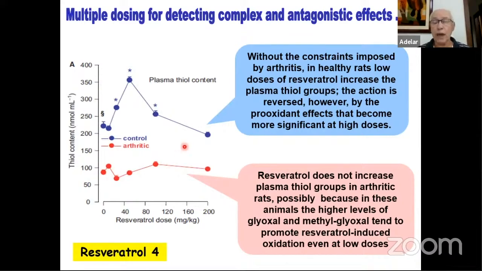In conclusion, all these things can in fact not be predicted by in vitro experiments, not even in cell systems. You have to use animals, unfortunately, to discover or to see experimentally all these different effects.